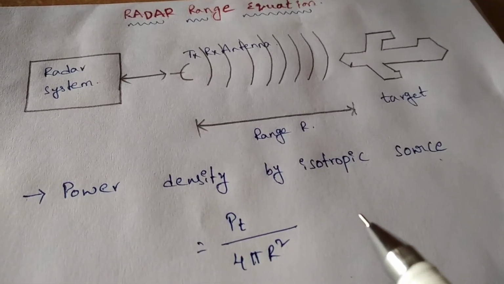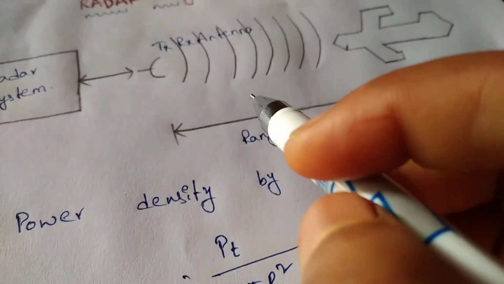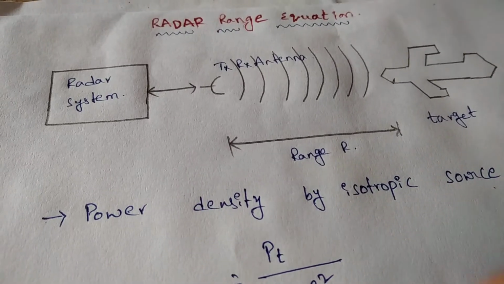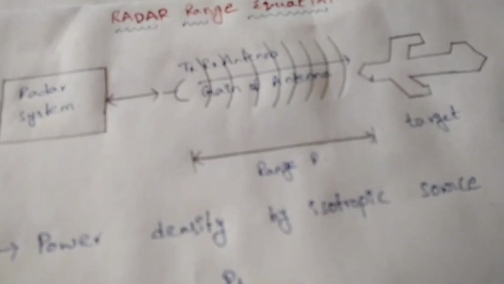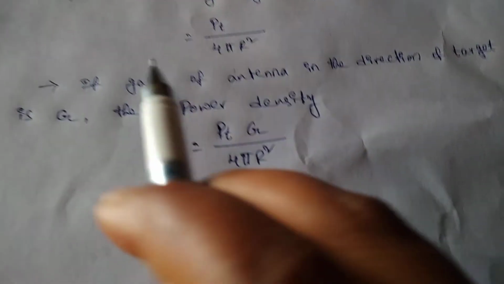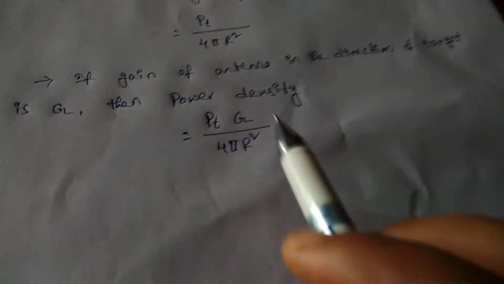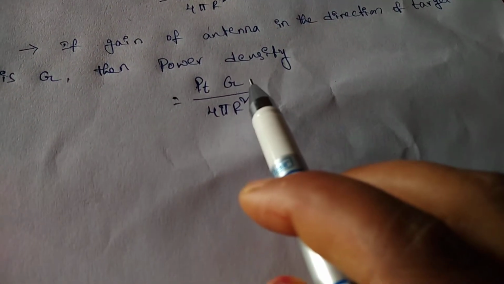Now if the gain of the transmitting antenna is G, in that case the power density will be Pt by 4 pi r square into G. This is the gain of the antenna. If the gain of the antenna in the direction of the target is G, then the power density by the antenna is Pt by 4 pi r square into G.